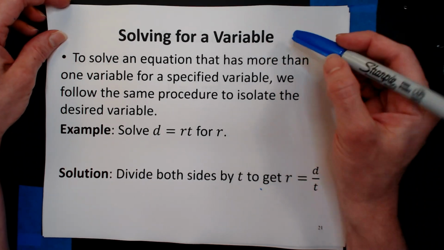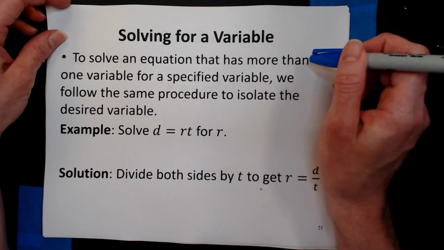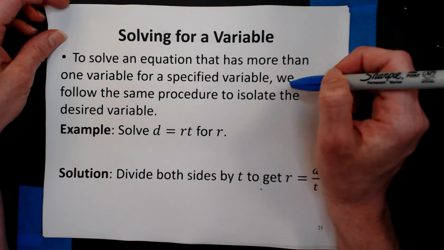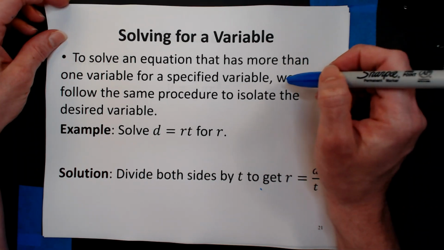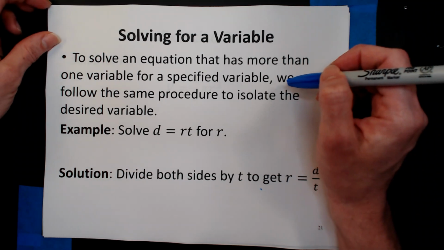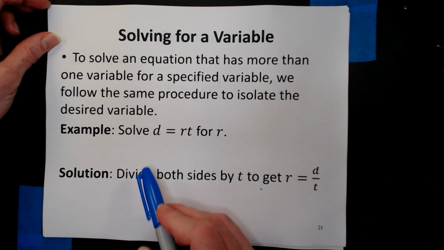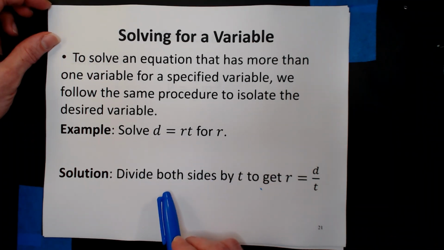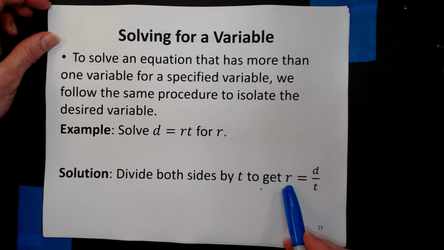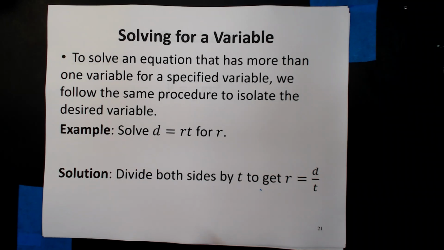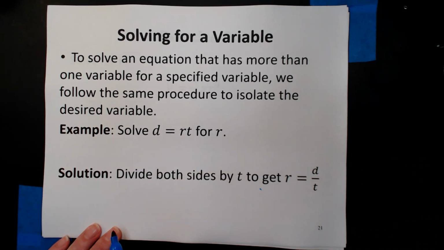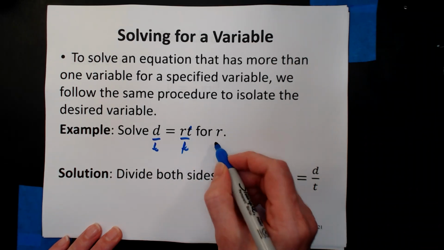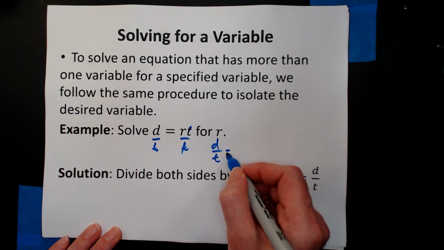All right, so now we're solving for a variable. To solve an equation that has more than one variable for a specified variable, we follow the same procedure. We isolate the desired variable. So to solve d equals rt for r, what we do is we divide both sides by t, and our t's cancel. We get d over t equals r.